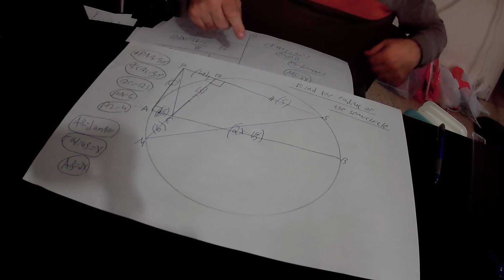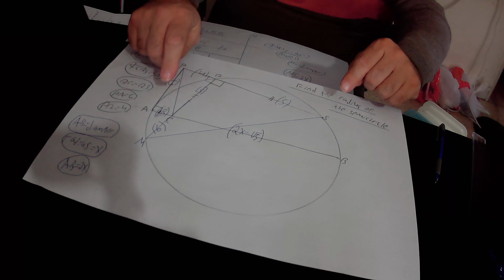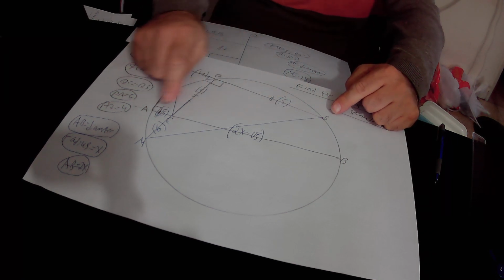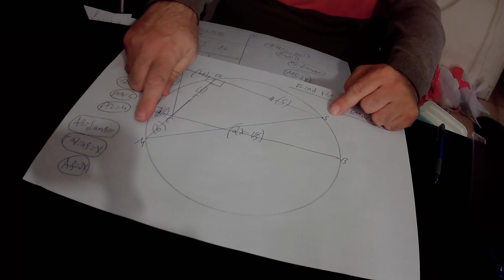Therefore, this peripheral angle MQS rests on the diameter of the circle. From the drawing it is very easy to see that peripheral angle MQS rests on MS. Therefore, according to rule number 5, MS is the diameter of the circle.